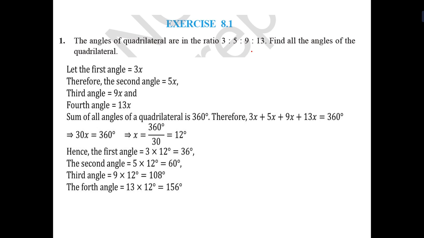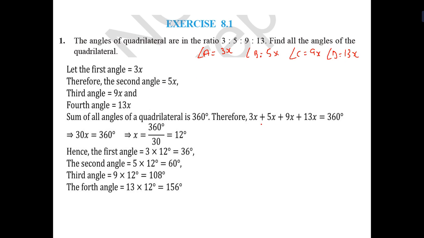Now we have to start exercise 8.1. The angles of a quadrilateral are in the ratio 3:5:9:13. Find all the angles of the quadrilateral. Whenever an angle is unknown, we assume it as x. So four angles are there. Angle A we can take 3x, angle B 5x, angle C 9x, and angle D 13x.